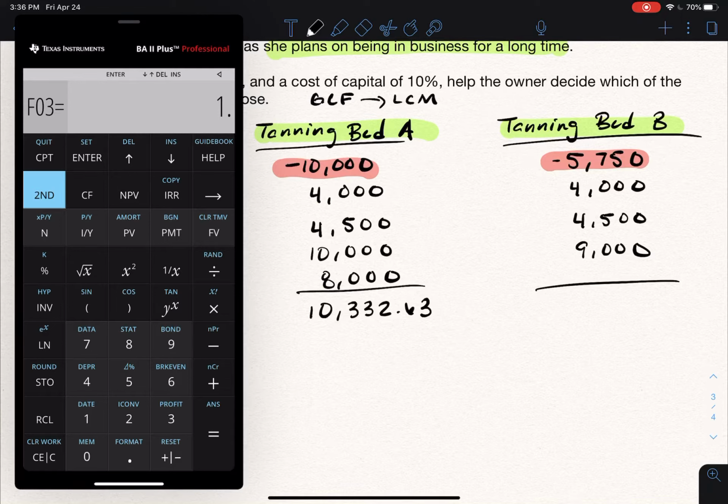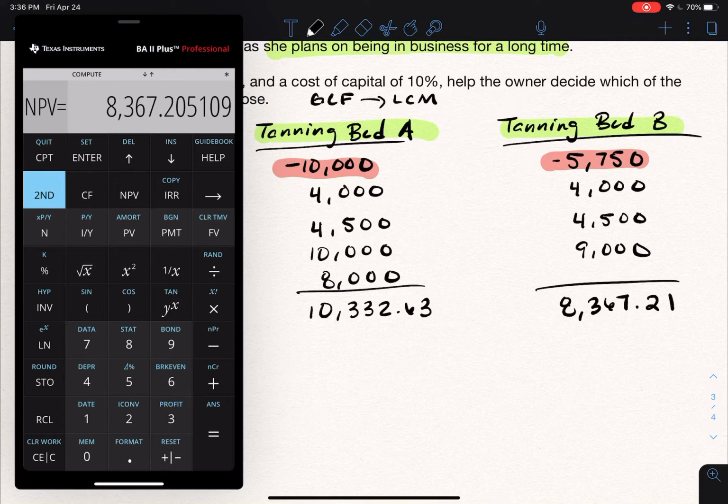And so we're going to go to our net present value menu. We're going to set our interest rate to be 10%. And then we're going to go down one more time and hit compute. And we're going to find that the net present value for tanning bed B is $8,367. And if we go ahead and round, 21 cents.